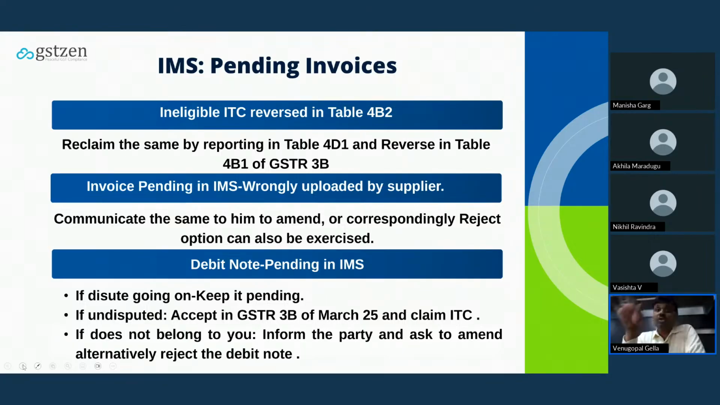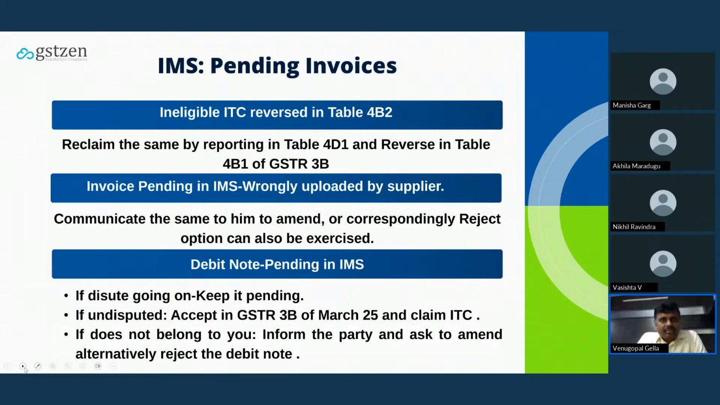Let's say you have accepted it, but you have not filed, and even the supplier has not filed his 1A. If he makes any corrections, your original actions will go off and a new action has to be taken in IMS. Debit note pending in IMS: a lot of questions were coming up on whether debit notes and credit notes should be kept pending. They are yet to take a call on credit notes, but for a debit note, if there is a dispute going on, it can be kept pending because it is as good as an invoice. If it is not disputed, you will accept it in IMS, it will come into 3B and you will be availing the credits.